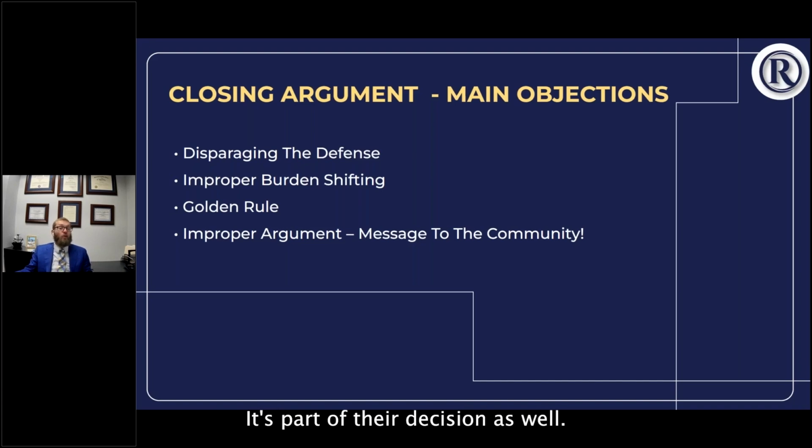You want to look for golden rule objections. So is the state asking the juror to put themselves in the position of another party? So what would you have done in that situation? What if you were the car he hit? Those are all improper golden rule arguments. Again, you want to object. You might want to move for a mistrial. Not as blatant and egregious as improper burden shifting, but something you may consider.